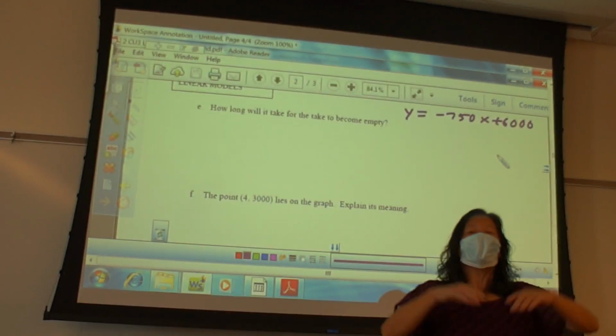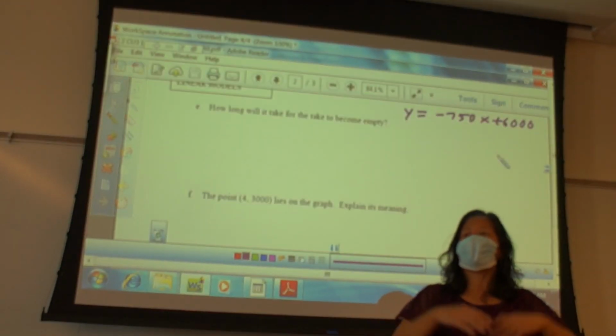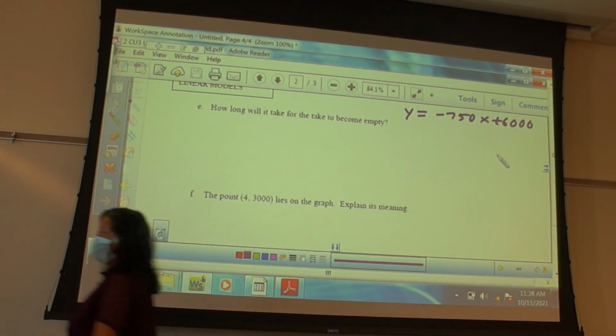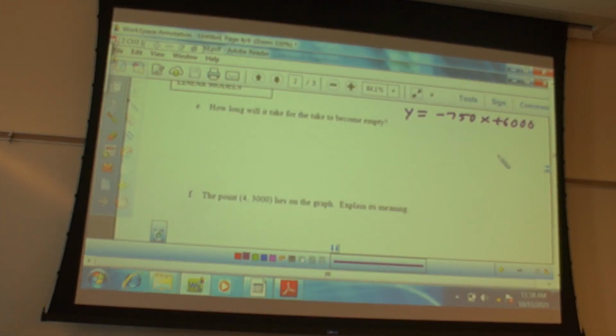What does x stand for? What does y stand for? They're two variables, right? Two things that, remember we talked about in the beginning? What two things vary in this problem? One's x, one's y.